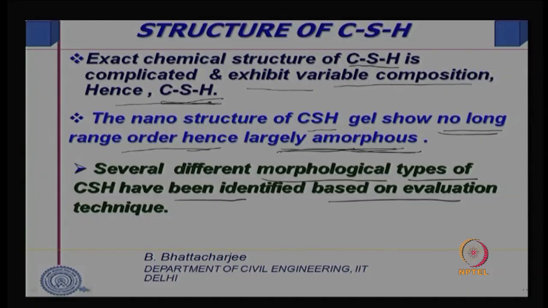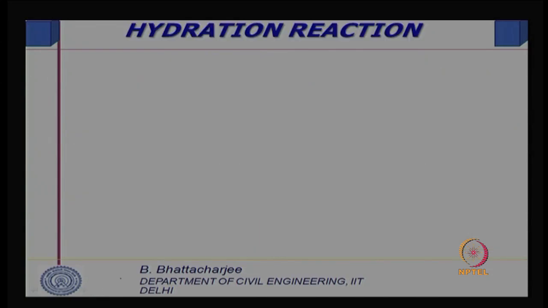There are several minerals with crystalline structure, but the CSH produced from cement does not have a long range crystalline structure. Therefore, it is largely amorphous and cannot be assumed to represent such crystals as tobermorite. So, they are essentially amorphous, and the crystal structure you determine usually depends upon the evaluation technique.